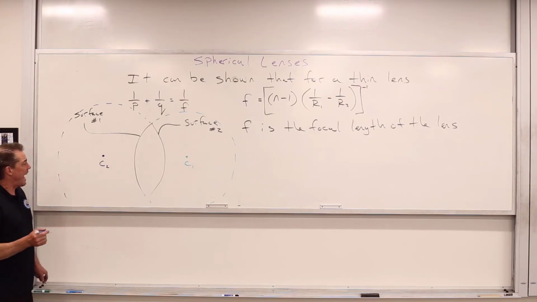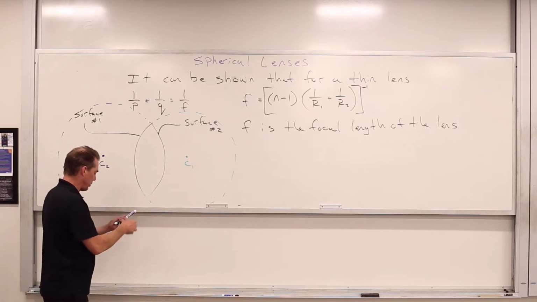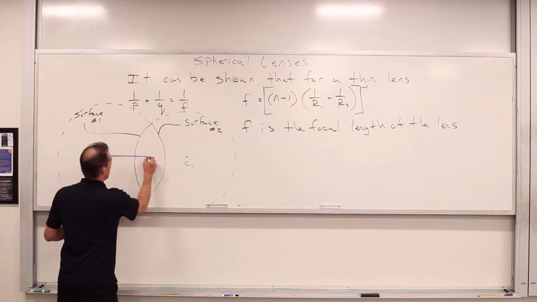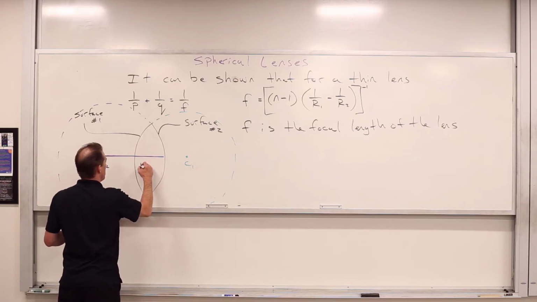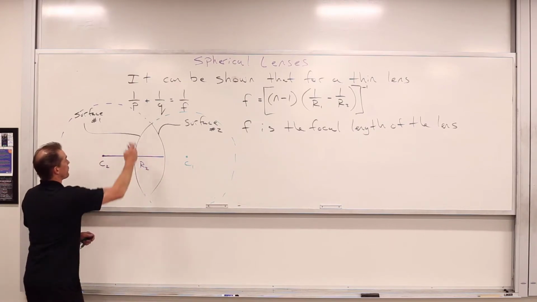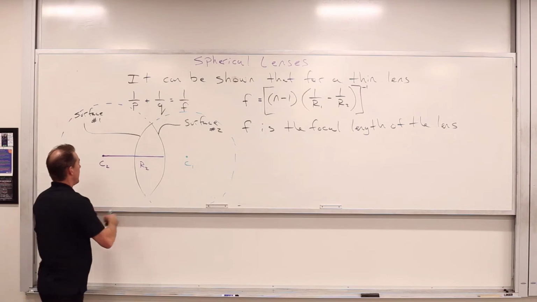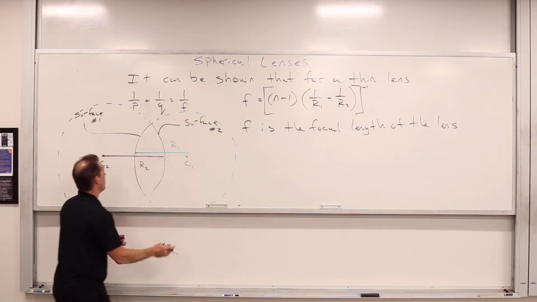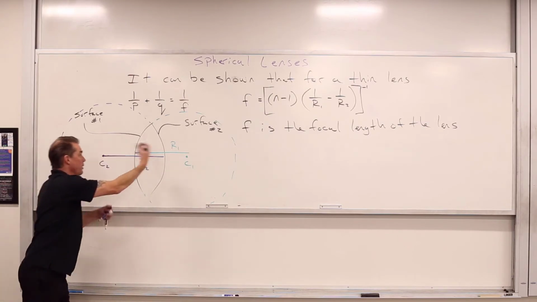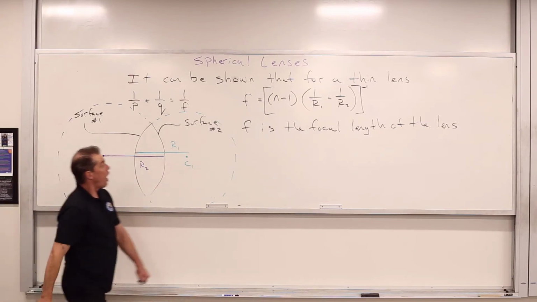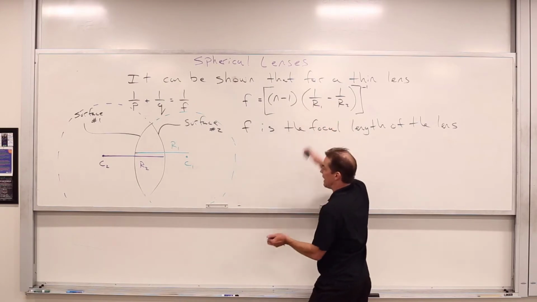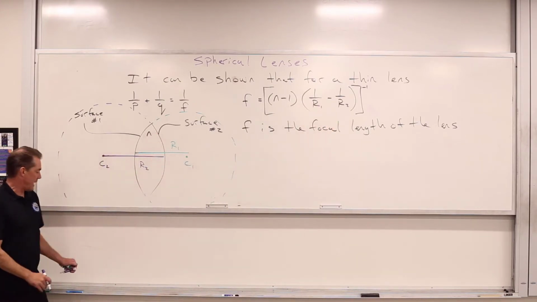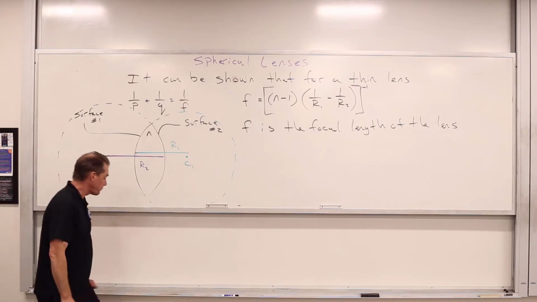Now when we're looking at the radii of curvature, what we're really looking at is, what's this distance here, R2, the distance from surface 2 to the center of curvature. And what is this distance? R1, the distance from surface number 1 to its center of curvature. Those are the R's in that expression there, where this lens has some material that has some index of refraction.